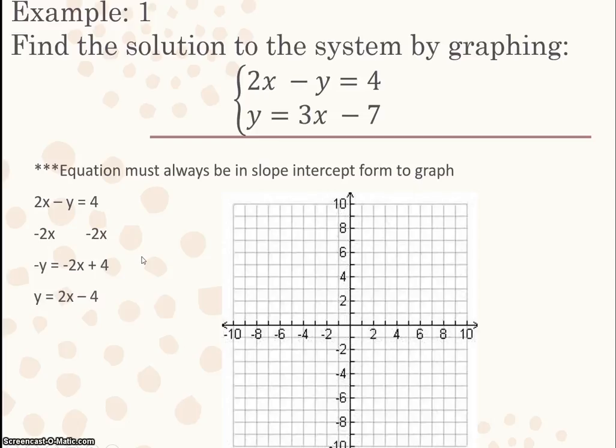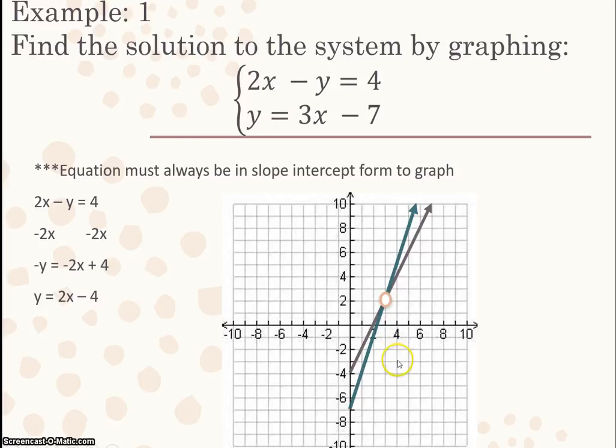Now we can graph this. Our y-intercept is negative 4, and then the slope is 2 over 1, so we rise 2, run 1. For our second equation, it's already in slope-intercept form, so we can go ahead and graph it. Our y-intercept is negative 7, so that's where our line is going to start. And then it's going to rise 3, run 1. And you keep going until you find the intersection.